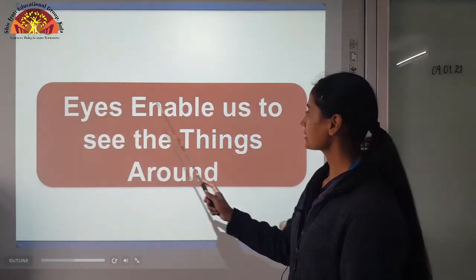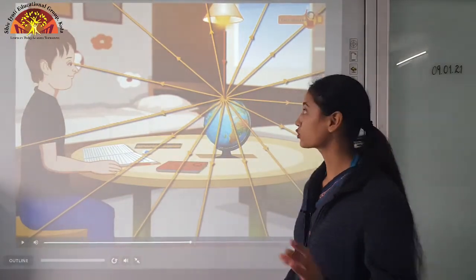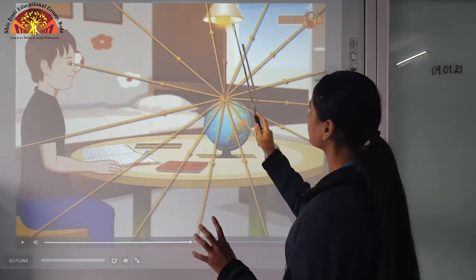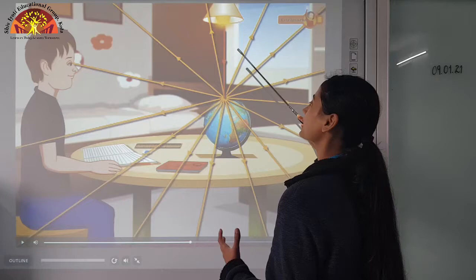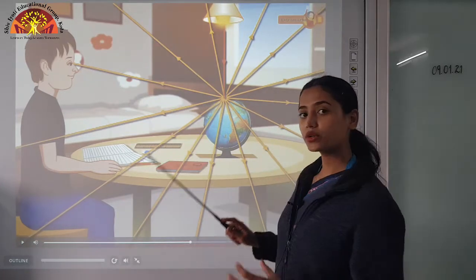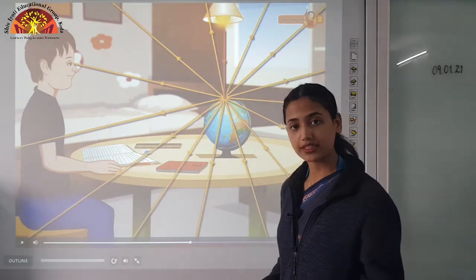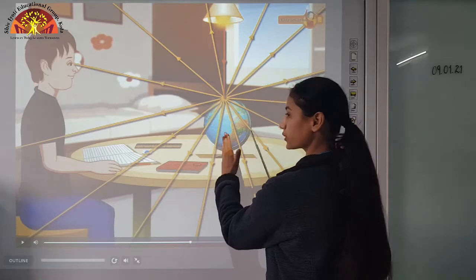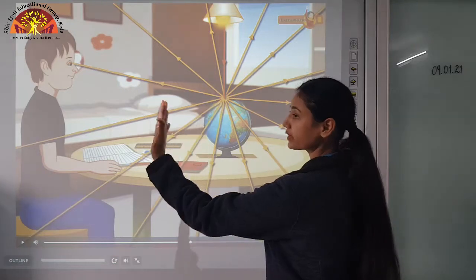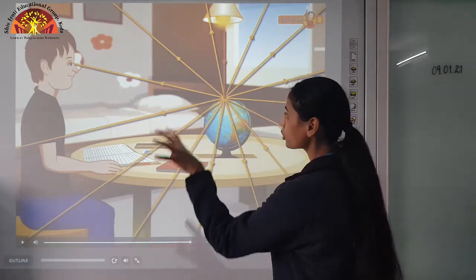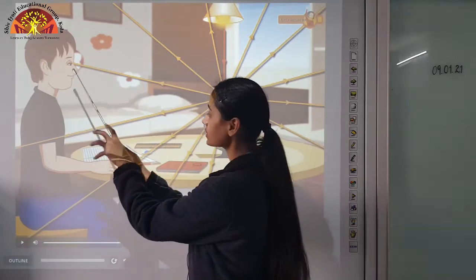The next topic, eyes enable us to see the things around. How do our eyes help us to see objects? Look what happened. Here in this picture, a lamp is present which is the source of light. The light rays coming out of this lamp fall on this globe. Any hard object, any surface, has the capability of reflecting those light rays. So the globe is doing the same thing. It is reflecting those light rays and the reflected rays go in random directions. Out of those rays, a few rays fall into the eyes of this boy.